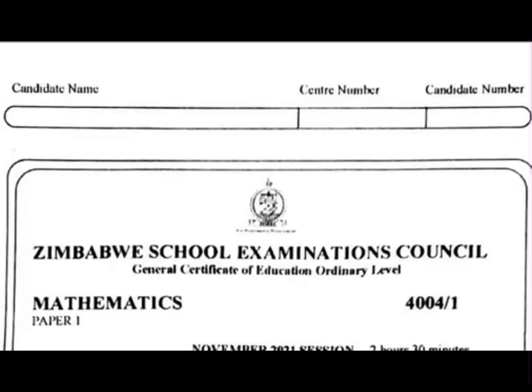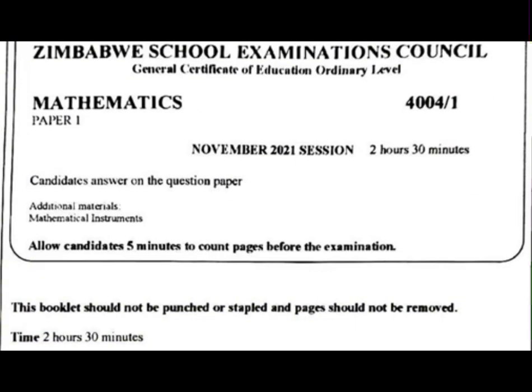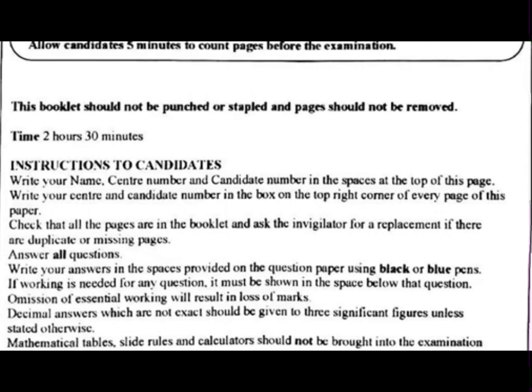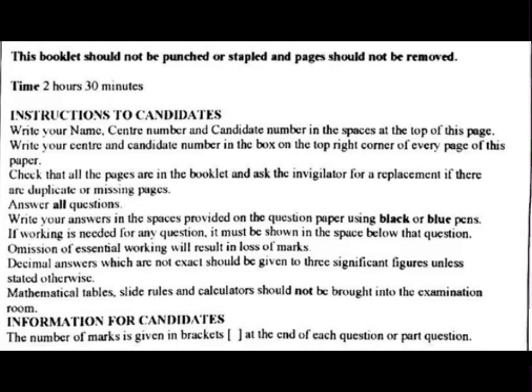We are doing ZIMSEC Maths Paper 1, November 2021, 2 hours 30 minutes. So in this paper, you must pay attention to the instructions. Always read the instructions before you start the paper. And take note that if you omit any essential working, you may lose marks. So always show all your working and do not erase it. Write your working in the spaces outside the space for answering. Do not skip working. Omission of essential working will result in loss of marks.